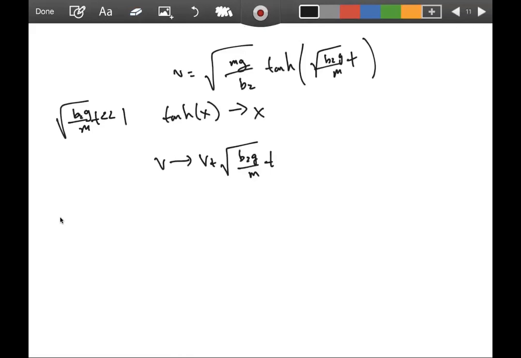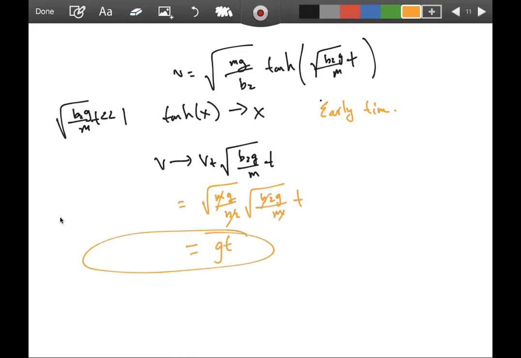So in this case, let's look at the early time limit, to be consistent with what I'm doing. So this guy is going to become, let's put in our numbers, the square root of mg over b2 times the square root of b2g over m times t. Basically, the m's are going to cancel, the b2s are going to cancel, I get a g squared square rooted, which is a g, which means this thing goes as g times t. So this thing grows simply linearly in time, like we said it should.